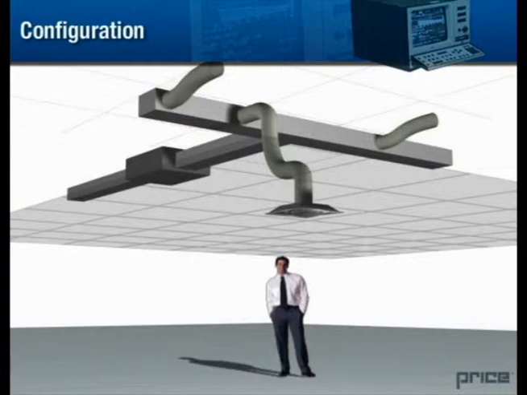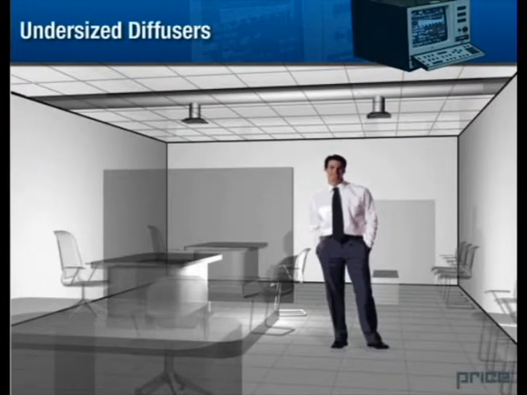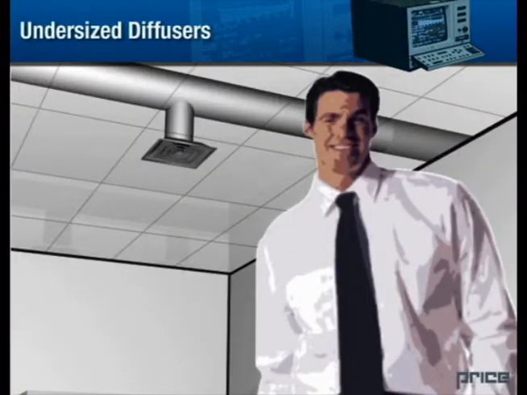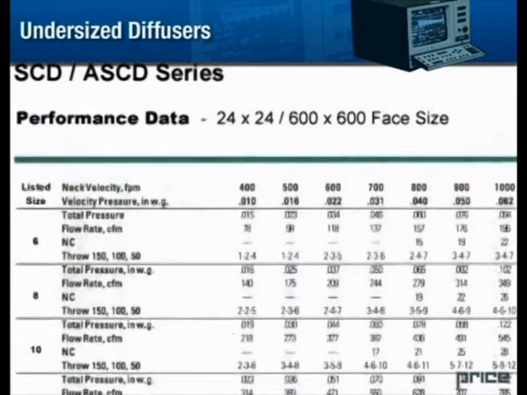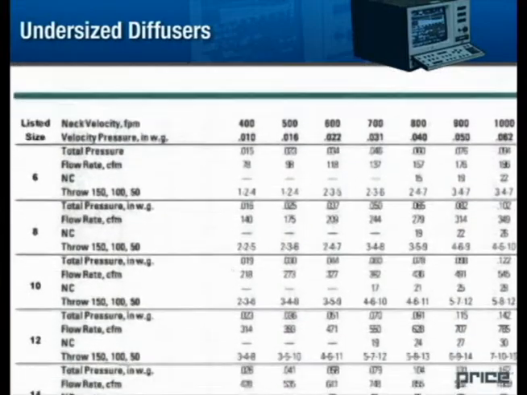Here are some of the more common mistakes that can contribute to a less than perfect sound environment. Scenario 1. Poor selection or undersizing. If a diffuser is too small for the volume of air flowing through it, it will create excessive turbulence and noise in the room. By correctly choosing the right size of diffuser, this problem can be avoided. Use your price catalog to refer to sizing data and NC levels.